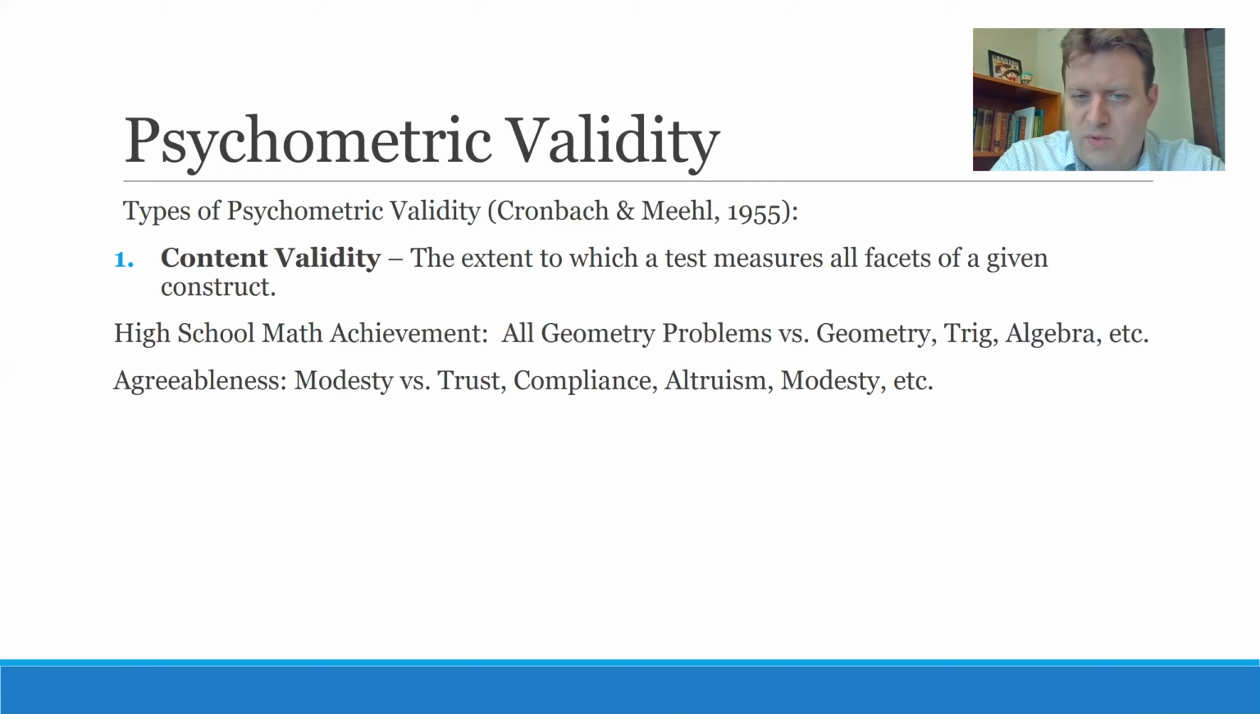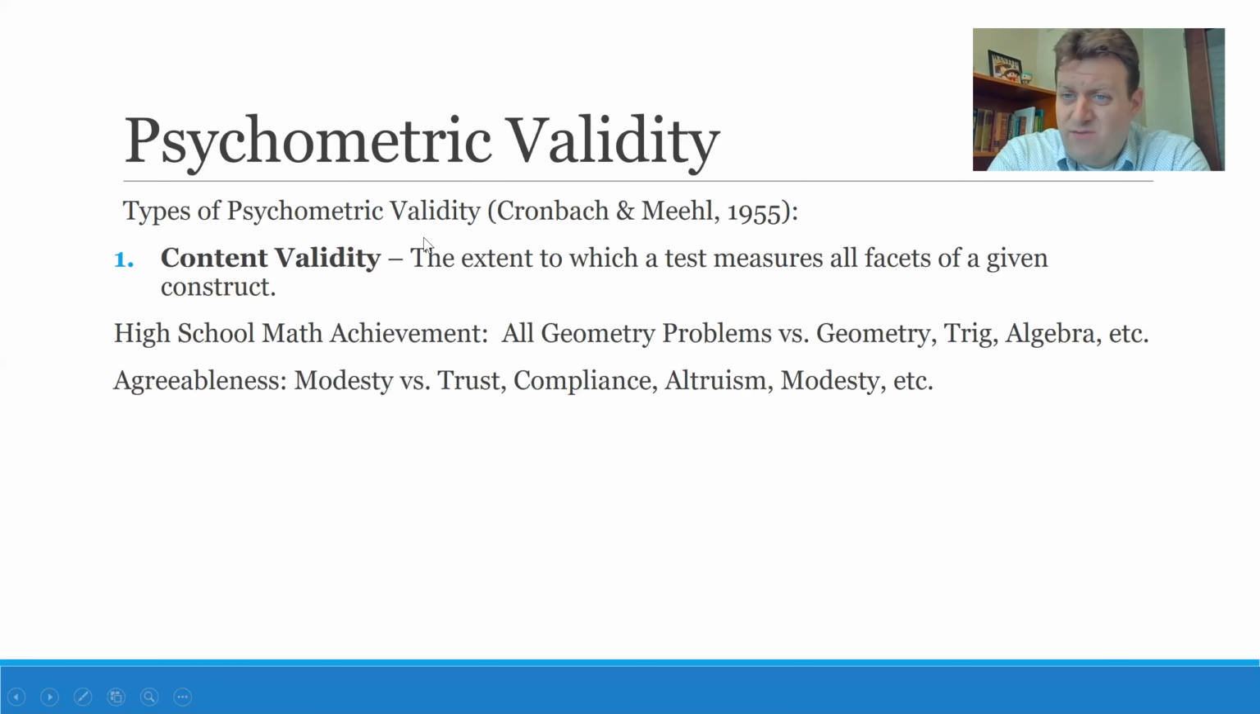Agreeableness encompasses modesty, but it also encompasses altruism, whether or not you like to do good things and do good deeds for other people. Whether or not you are very truthful, so whether or not people can trust you. So there are plenty of aspects of agreeableness that are not just modesty. And if we're trying to measure this construct, we need to measure all of the relevant subcomponents. That's what content validity is all about.